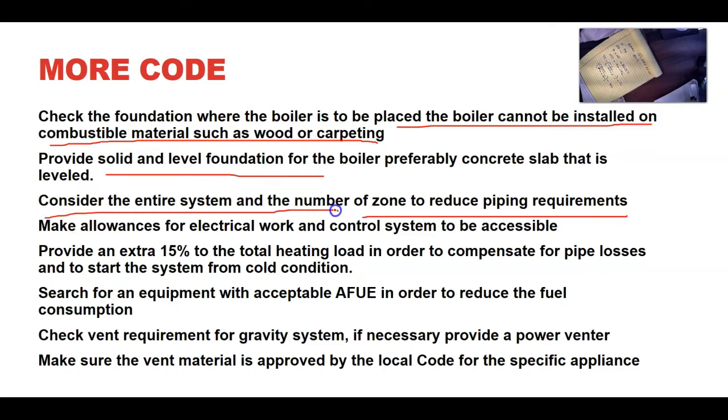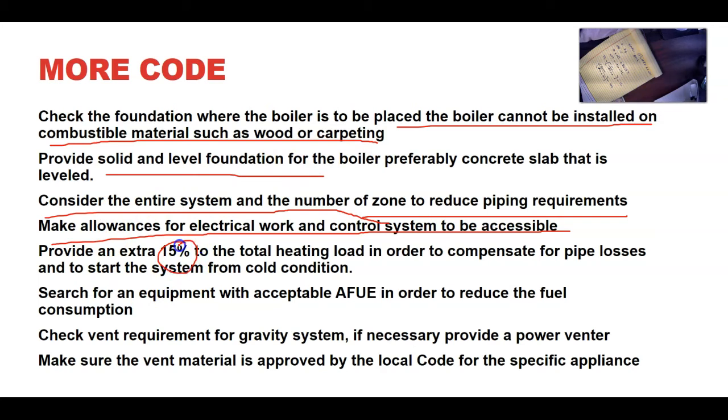Consider the entire system and number of zones to reduce the piping requirement. Again, that has to do with the planning. Most of the design is done on paper, but it's good to think about where you're going to put things, and it might save you a lot of hassle when you are trying to lay down the pipe. Make allowances for electrical work, and think about that when you're doing the wiring or maintenance. Do not put the boiler very close to other appliances. That will make things difficult for you to go in and do maintenance when required.